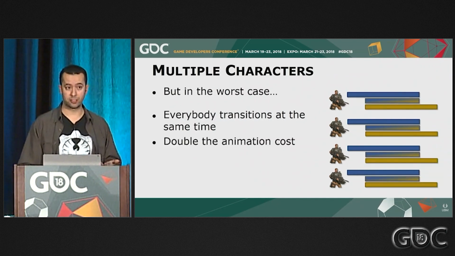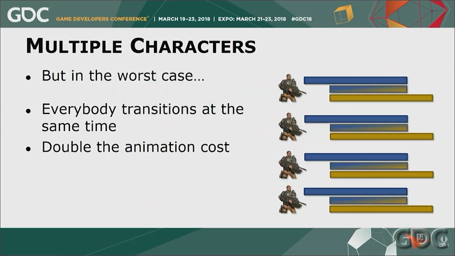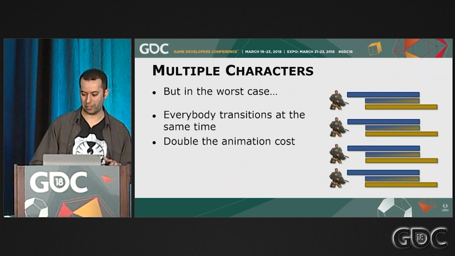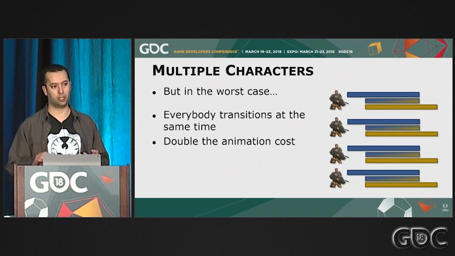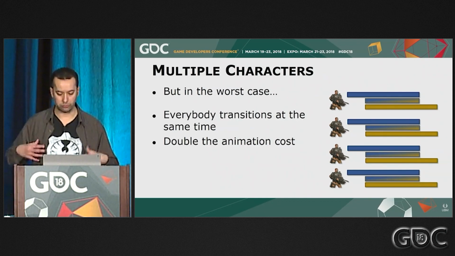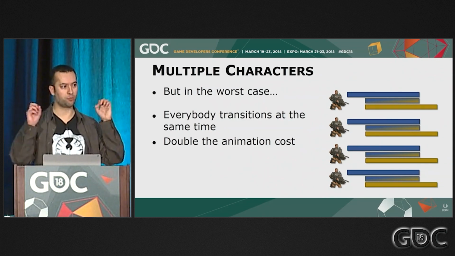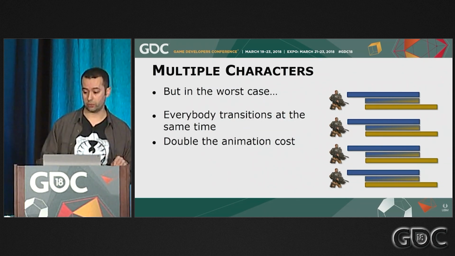But in the worst case, everybody transitions at the same time, and that effectively doubles your animation cost for the frame. And for Gears, this worst case happens all the time. In fact, it happens at a bunch of really important times. For example, in a player versus player match, at the start of the match, everybody's doing their various loadout type animations, getting themselves equipped. And then as soon as the match starts, everybody does this mad dash to strategic locations on the map.